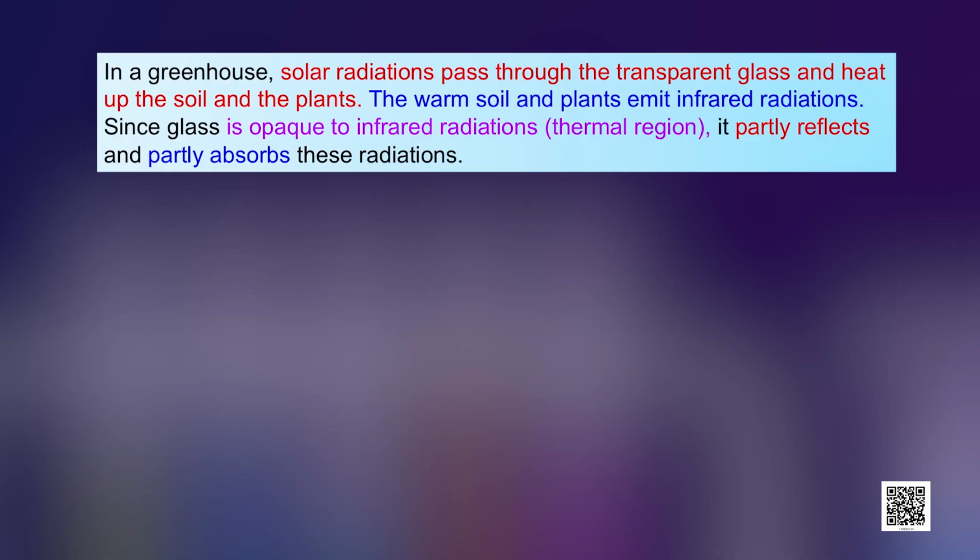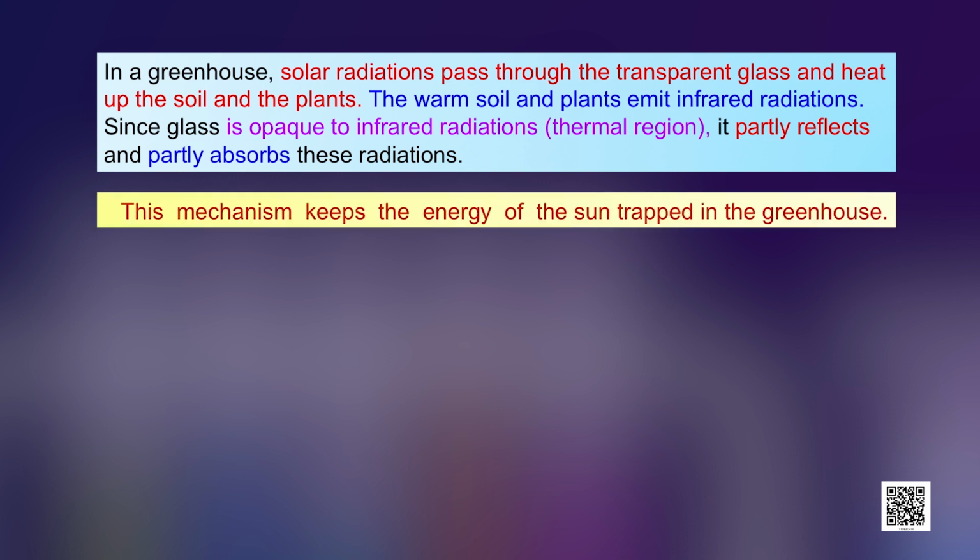In a greenhouse, the solar radiations pass through the transparent glass and heat up the soil and the plants. This warm soil and the plants emit infrared radiations. Since glass is opaque to infrared radiations, that is the thermal region, it partly reflects and partly absorbs these radiations. This mechanism keeps the energy of the sun trapped in the greenhouse.